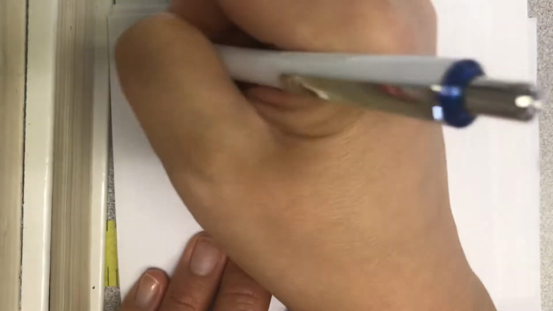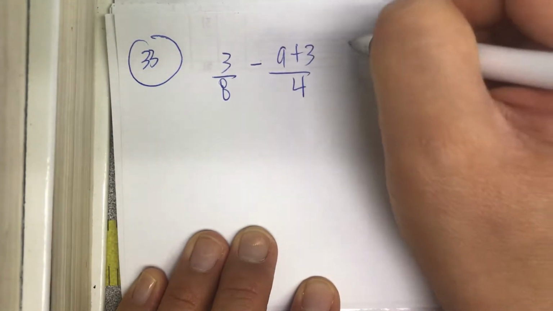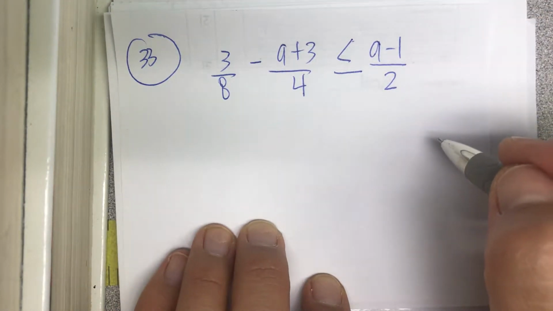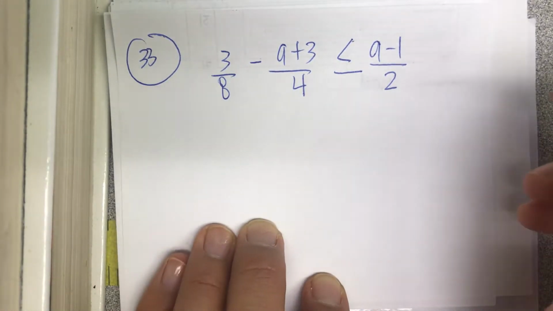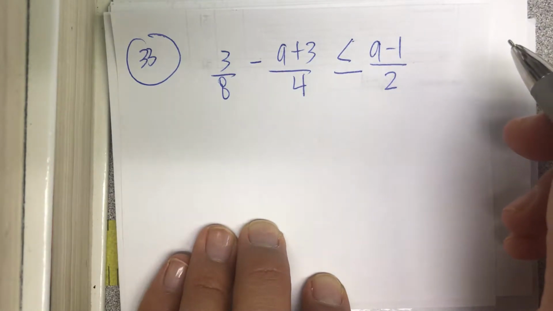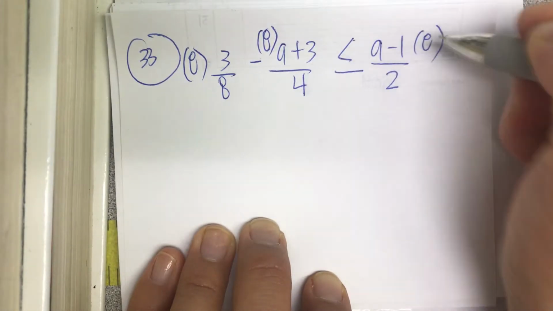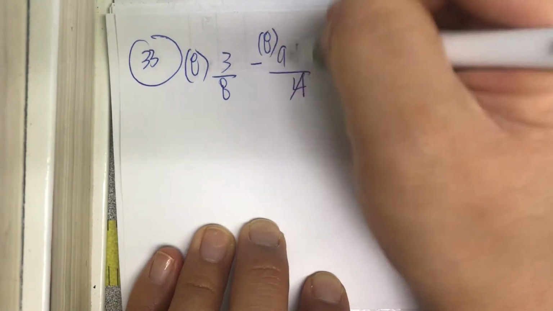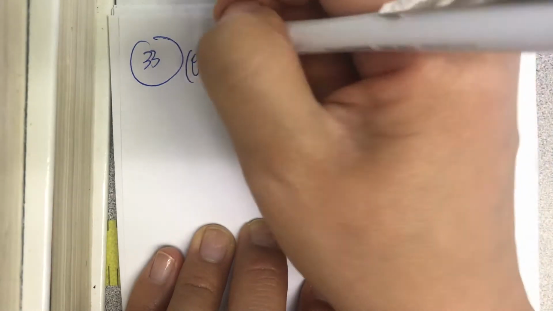Okay, the last one on this page is number 33. We have 3 over 8 minus a plus 3 over 4, which is less than or equal to a minus 1 over 2. Well, one thing that I probably want to do is, what's gross about this is all of the denominators being different. If I multiply everything by 8, if I multiply the entire equation by 8, we could get rid of it all, okay? This and this is going to cross out to a 4, okay? And this is going to cross out to a 2. And this is just going to cross out.